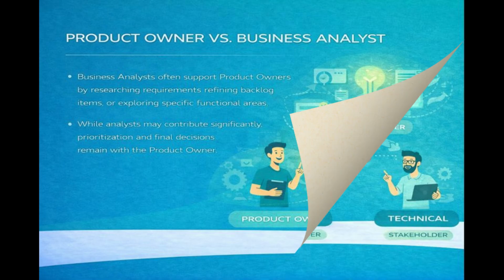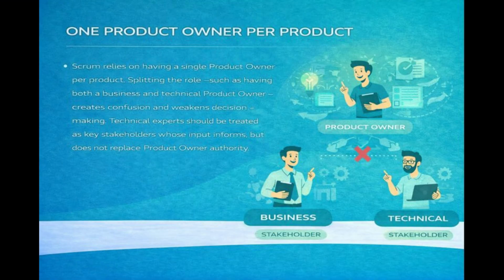One product owner per product. Scrum relies on having a single product owner per product. Splitting the role, such as having both a business and technical product owner, creates confusion and weakens decision-making. Technical experts should be treated as key stakeholders whose input informs, but does not replace, product owner authority.